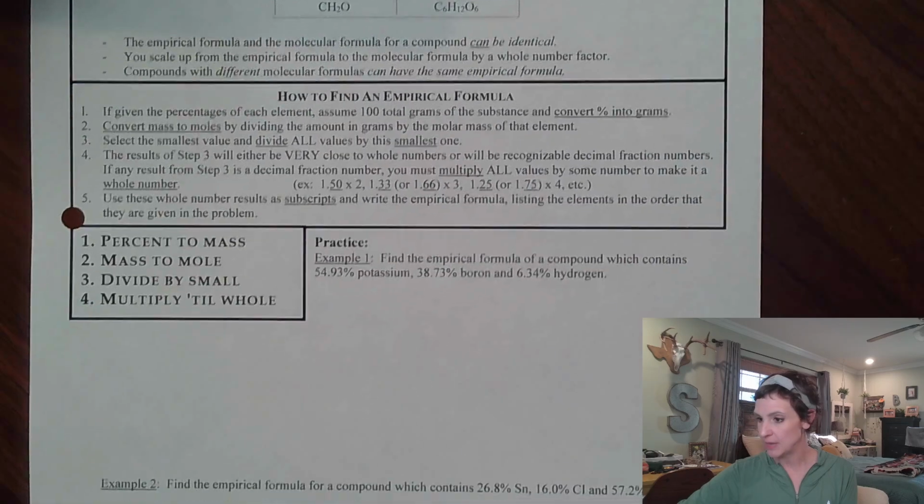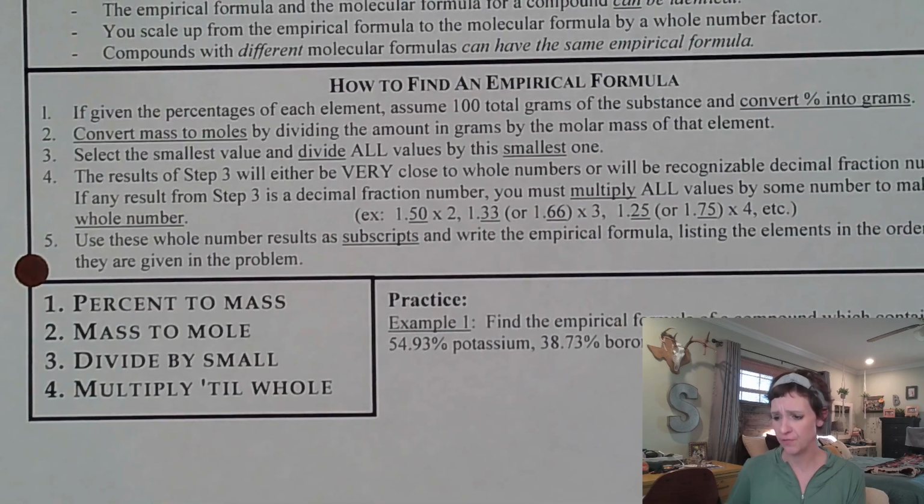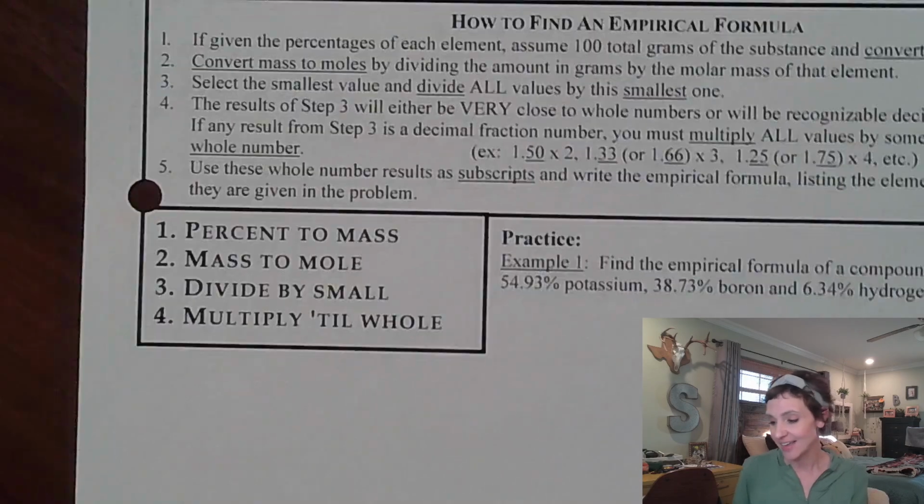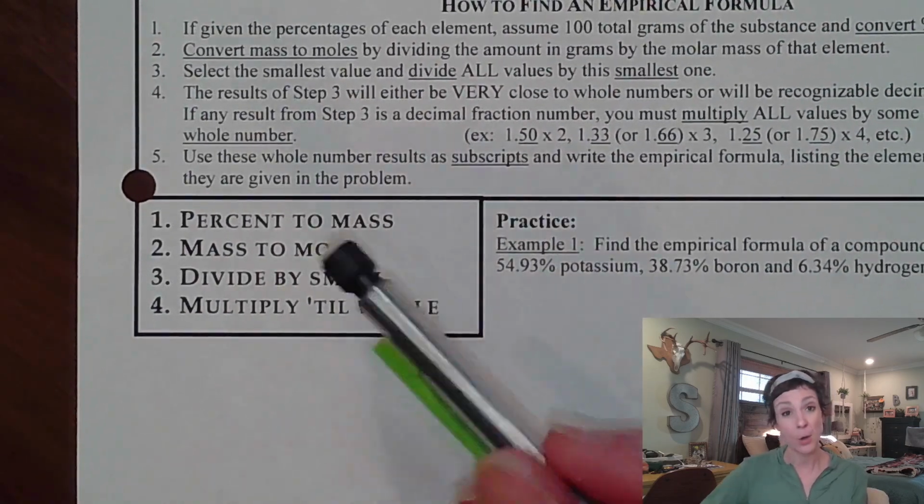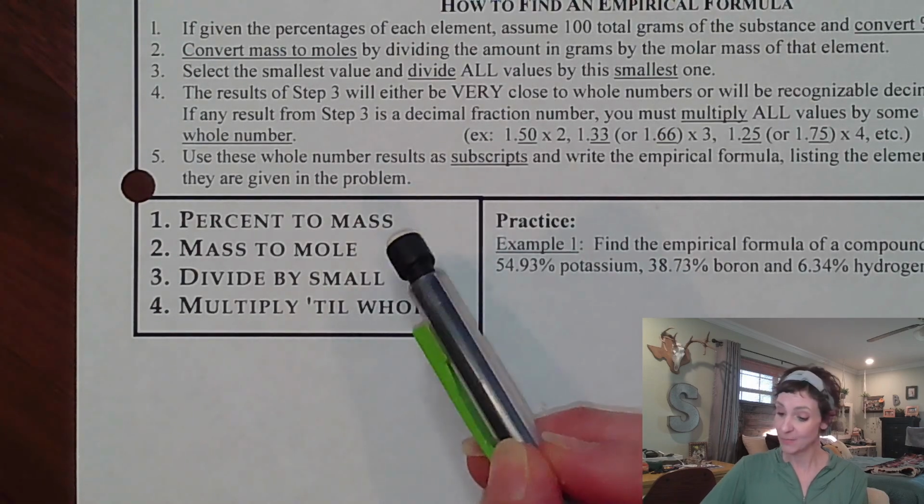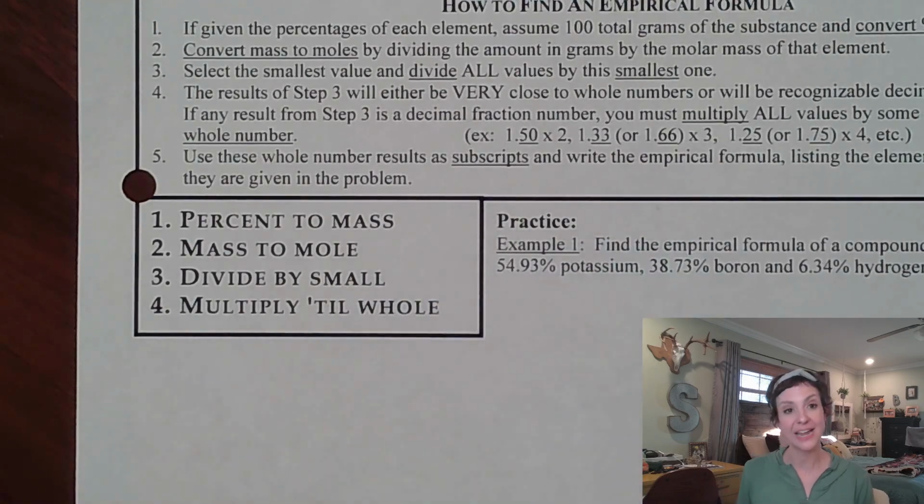Okay, so let's zoom in maybe a skosh. So that's all cute and fun, and you're like, how am I supposed to remember all of the steps because there's so many steps? And I agree, yes, there's lots of steps, but this is how you're going to remember it. You know me, I like easy ways to remember things. I've made a poem for you. It says: percent to mass, mass to mole, divide by small, and multiply till whole.